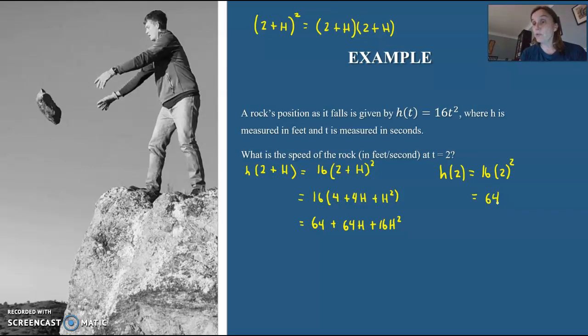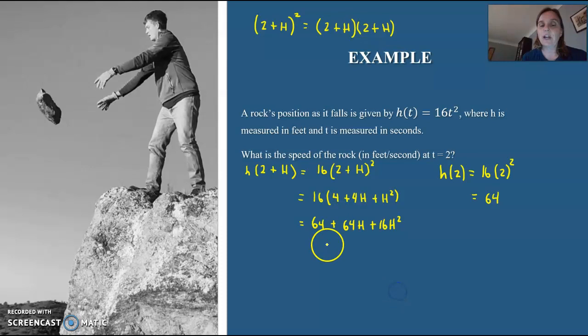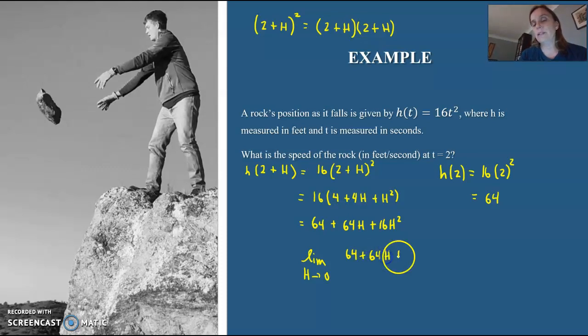Now I'm going to do the slope formula between those two. So I have the limit as h, that's big H, goes to 0, of 64 plus 64h plus 16h squared minus 64 all over h. Notice how these 64s subtract away. So now, if I plug in 0, I would have 0 over 0. So that's telling me, oh, I have to do more work.